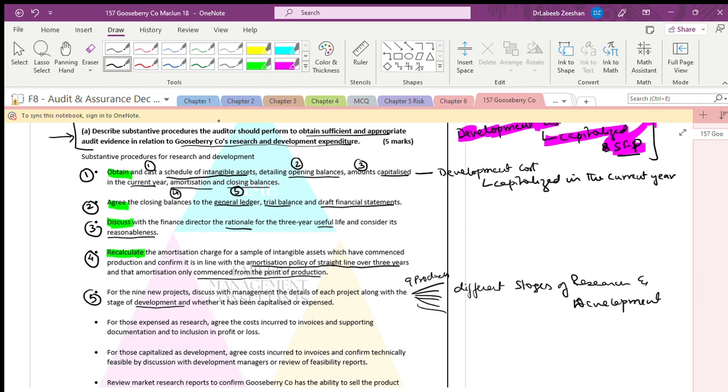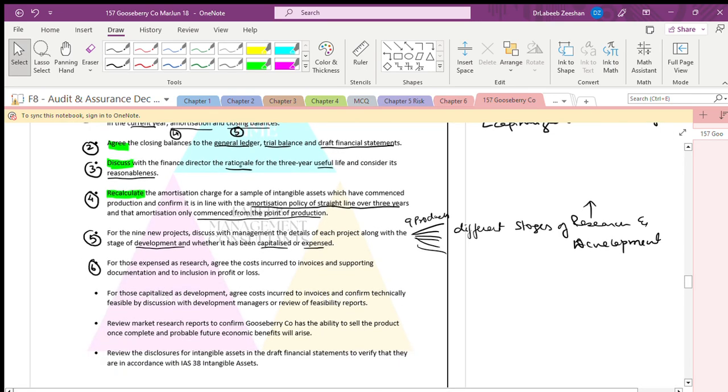When we make the point as such, we'll get clarity about the stage of development, whether it will be shown as capitalized or not. Research cost has to be expensed till it is successful. Once it is successful, then only it will go to the development stage. Next, point number 6. For those expensed as research, this will never change.